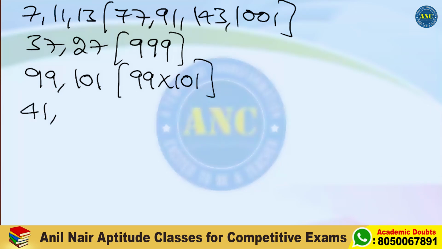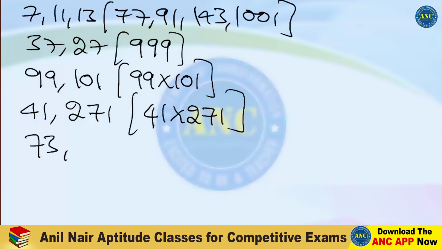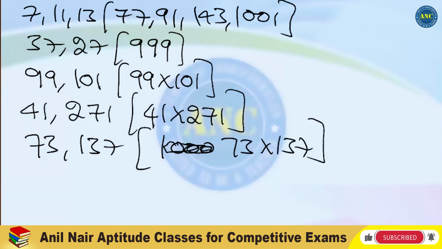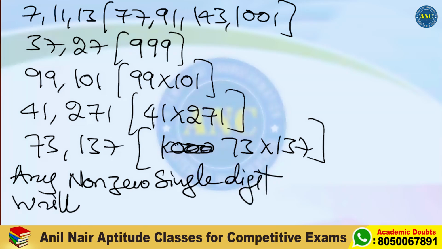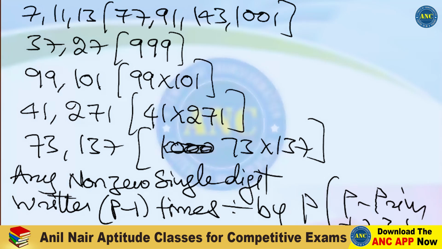Divisibility rule for 41 and 271, which also holds good for 41 into 271. Divisibility rule for 73 and 137, which also holds good for 73 into 137. And what is the last concept? Any non-zero singular digit written p minus 1 times is always divisible by p if p is a prime number not equivalent to 2, 3 and 5.